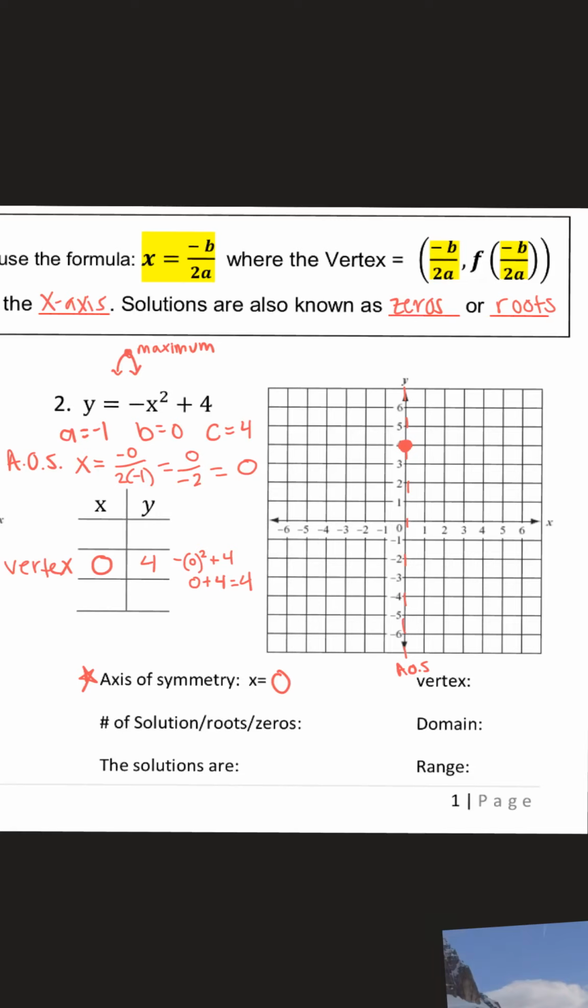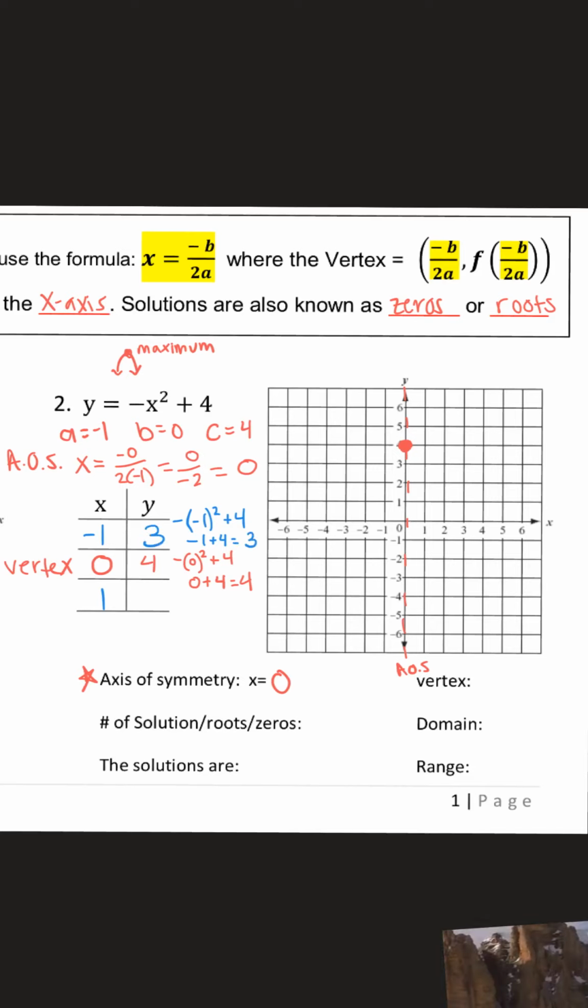Okay, then let's plug in one point from the left and one point from the right. So let's do 1 and -1. Now when I plug in -1 for x, I get -1 squared plus 4. -1 times -1 is +1, but there's a negative in front here. So I'm still going to have a -1 plus 4, and that gives me +3. So I have 3 here.